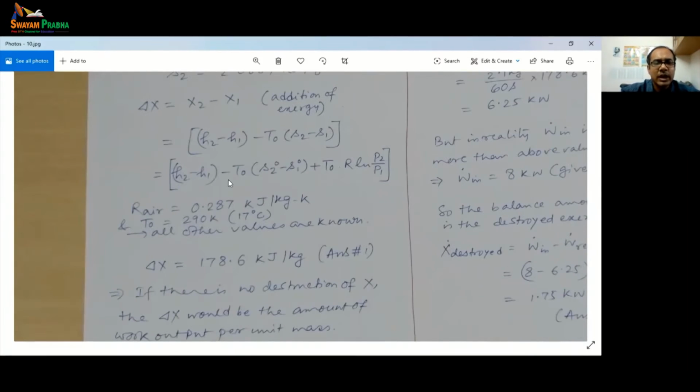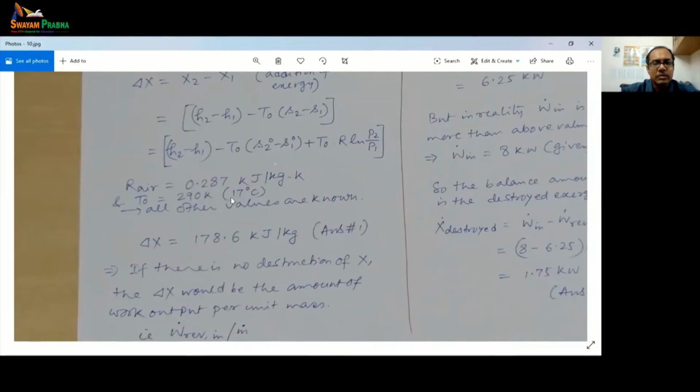So what we know here: H2, H1 we looked up from the table, S2 naught, S1 naught we have looked up from the table, T naught we know, and R we need to find out from the table again. R for air is 0.287 kilojoule per kilogram Kelvin, and T naught is given to be 290 Kelvin or 17 degrees centigrade. All other values are known. So delta X, you directly calculate this to be 178.6 kilojoule per kg.